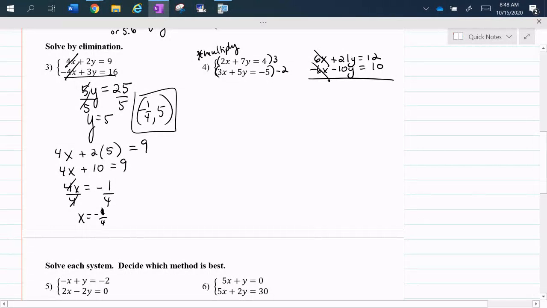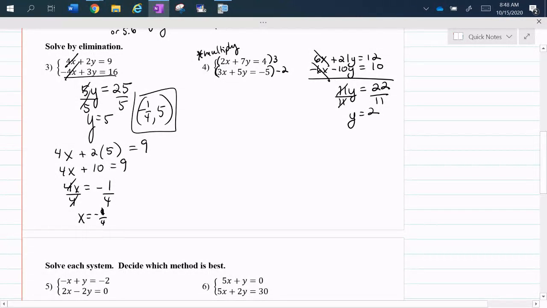I could have decided to eliminate the y's if I wanted to, but I just decided on the x's. So 21y minus 10y would be 11y equals, and then I'm going to add the two other sides together. 12 plus 10 is 22. So if I divide both sides by 11, I see that y is equal to 2.